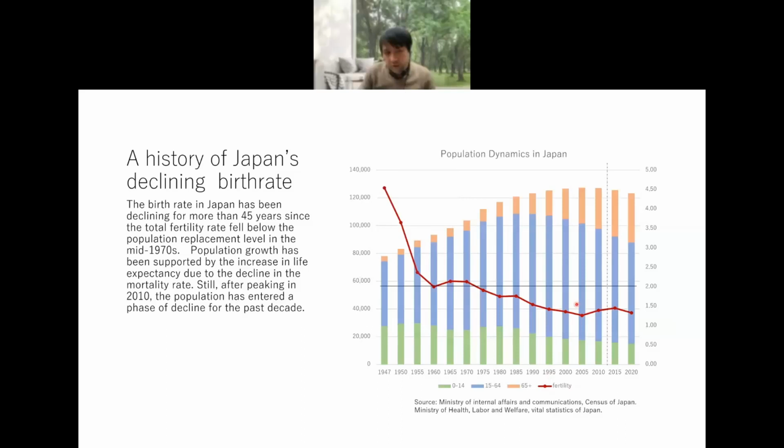This one is the total fertility rate, and this graph means population. Population growth has been supported by the increase in life expectancy due to the decline in mortality rates, and after peaking in 2010, the population has entered a phase of decline for the past decade.